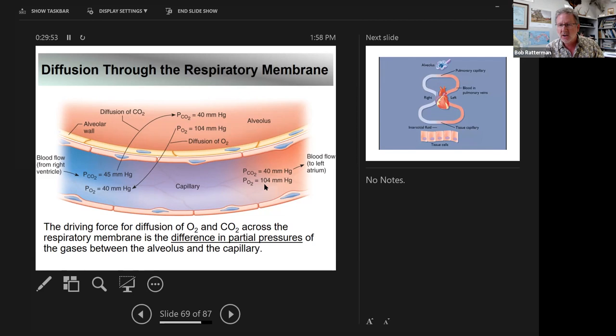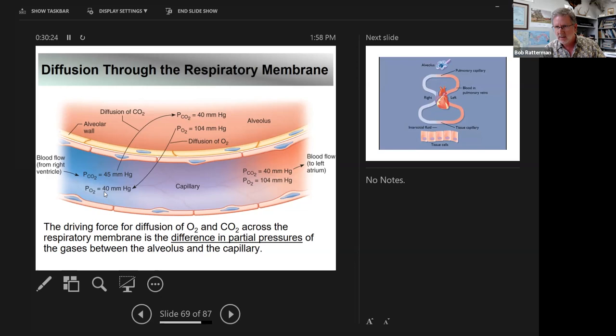Well, why? Because we know, where's oxygen going here? From the alveolus, across the respiratory membrane, into the blood. Look at the PO2 of the alveolus. The air, or the oxygen concentration in the alveoli, 104. What is it in the incoming oxygen poor blood? 40. Right? Look at the numbers.